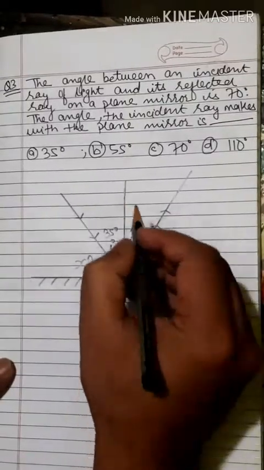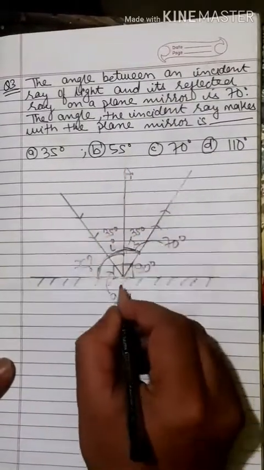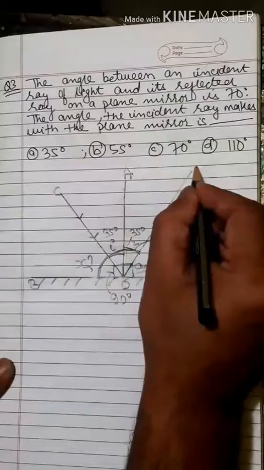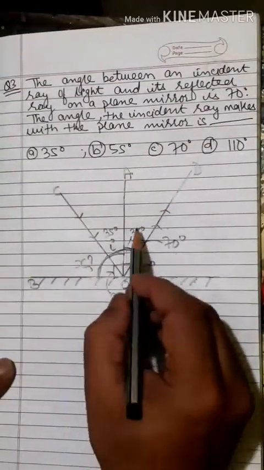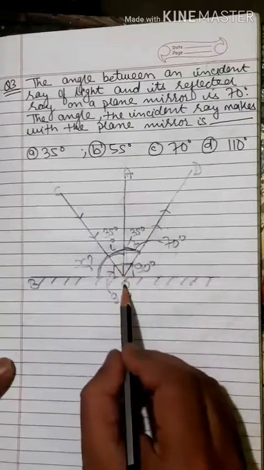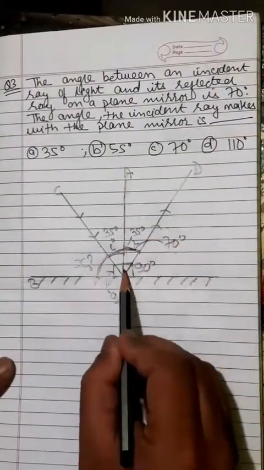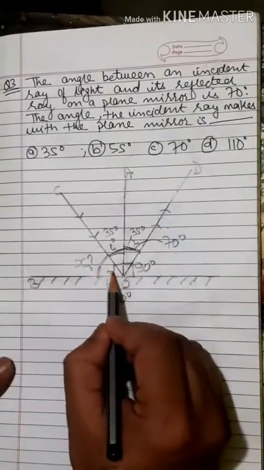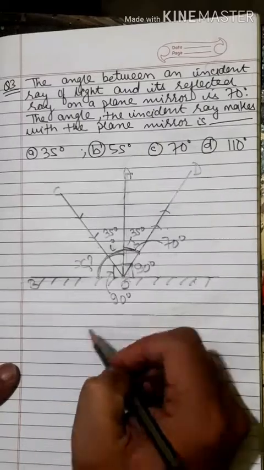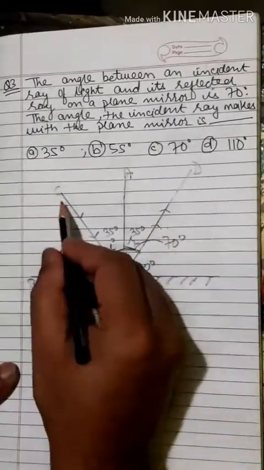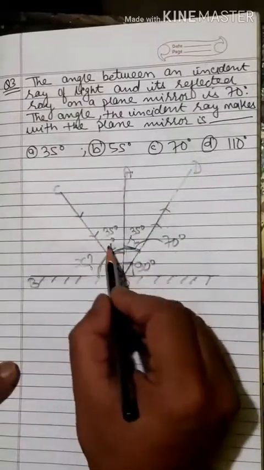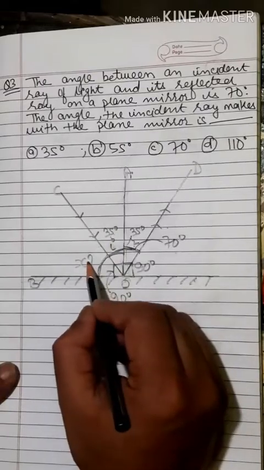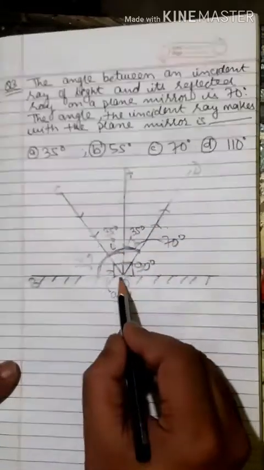If we are to label it, let us label this as A, O, B, let us label this as C, and let us label this as D. So from this figure, what is the measure of angle AOB? This entire thing is 90 degree. The measure of angle AOB is 90 degree. And what is the measure of angle AOC? That is the angle of incidence. AOC we have calculated as 35 degree. That means 35 degree plus x together makes angle AOB.